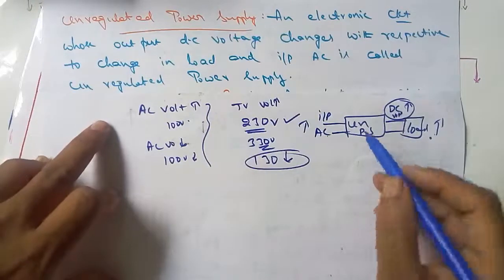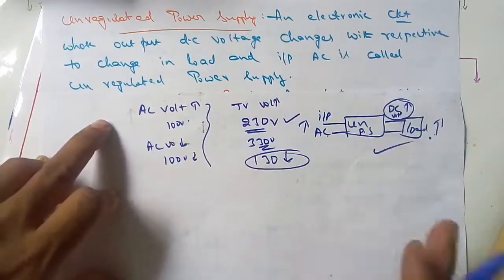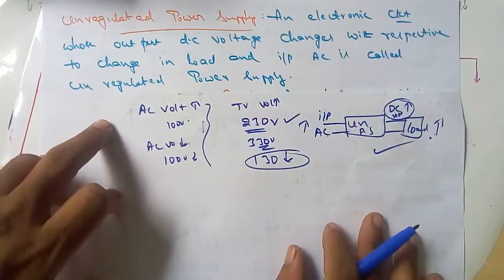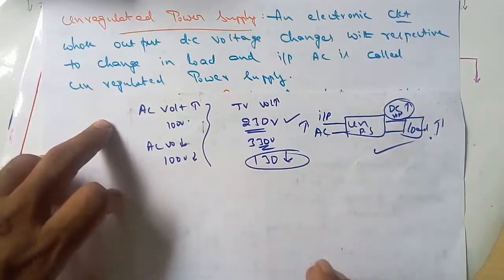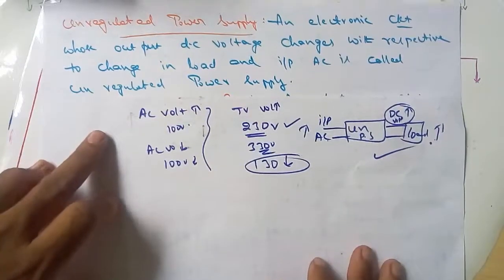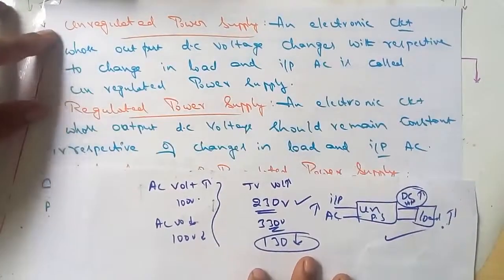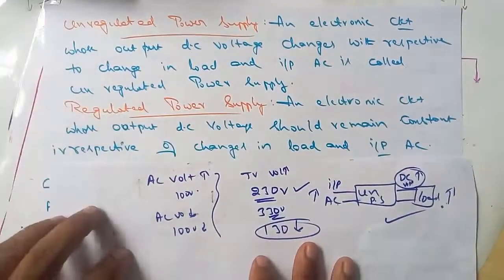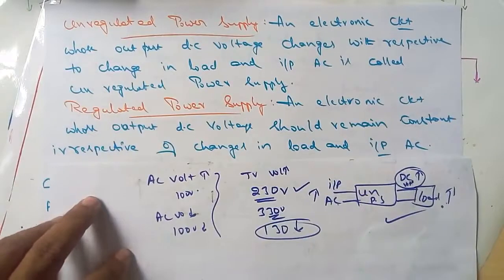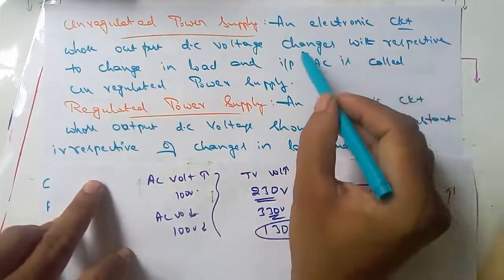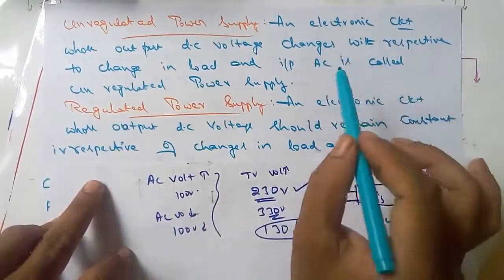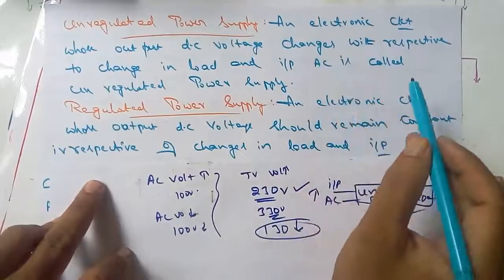This unregulated power supply we don't need. We need the regulated power supply only, so that is what we will see now. What is a regulated power supply? It is the same, but the output remains constant. That is the only small change in the definition.